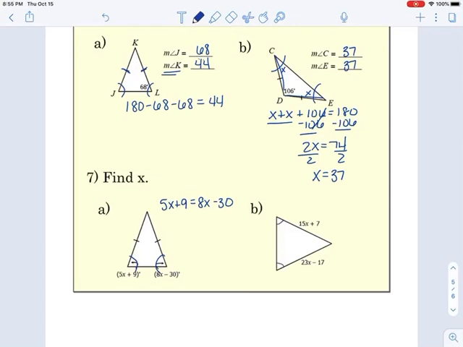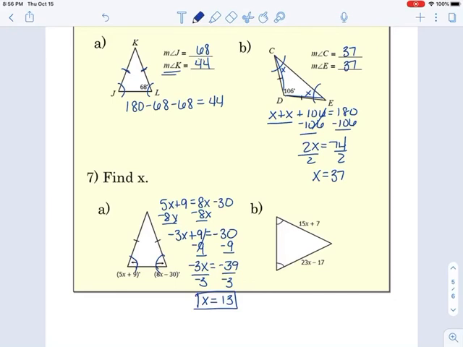Again, it doesn't matter what we do first. I'll subtract 8x this time. So I'm going to have negative 3x plus 9 equals negative 30. Subtract 9 from both sides. And negative 3x is going to equal negative 39. Divide both sides by negative 3. And x is going to equal a positive 13.